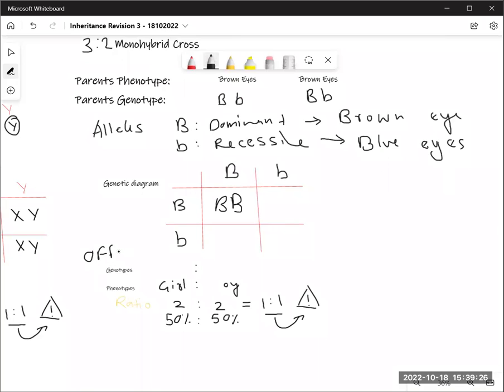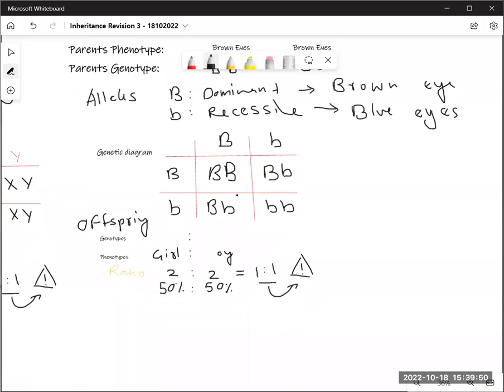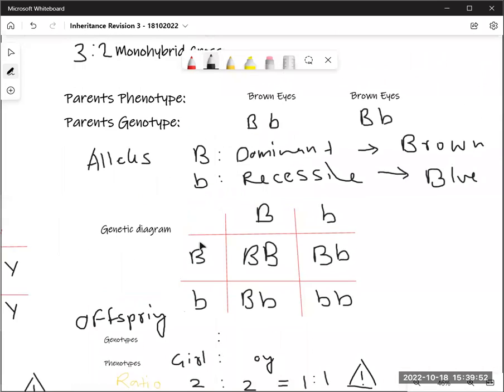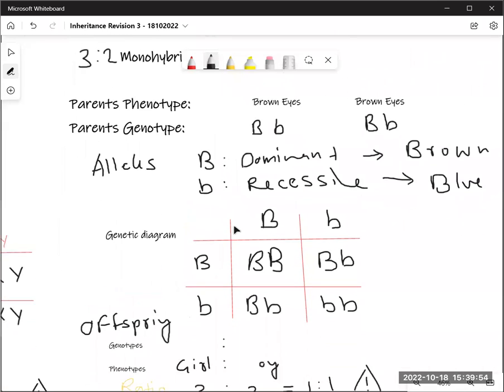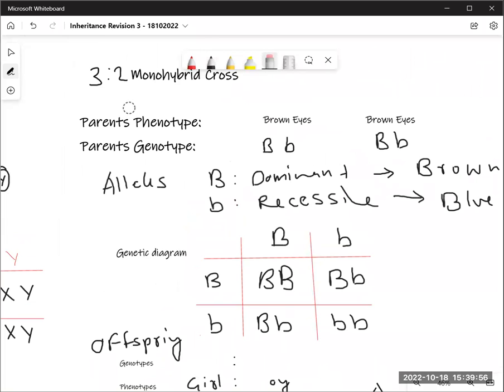Lula, next one. It will be capital B and small b. Rachit, next one. Sir, capital B, small b. Diana, last one. Small b, small b. Right? Now we have different things happening here. It's a monohybrid cross. Not 3:2, it's 3:1.